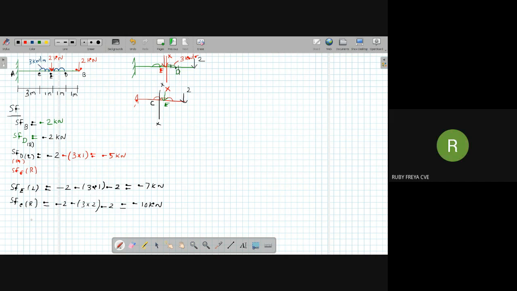Yes, ma'am. Next is shear force at A. Between A and C, there is no loading. So, whatever the value at C will be the same, right? So, minus 2, minus 3 into 2, minus 2, which is equal to minus 10 kilonewton.